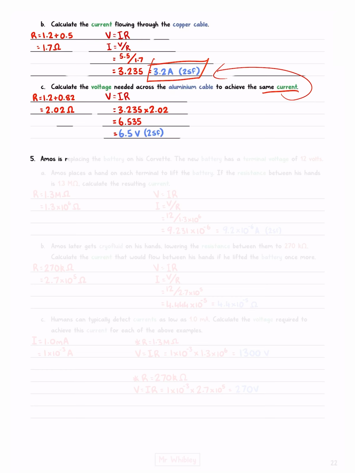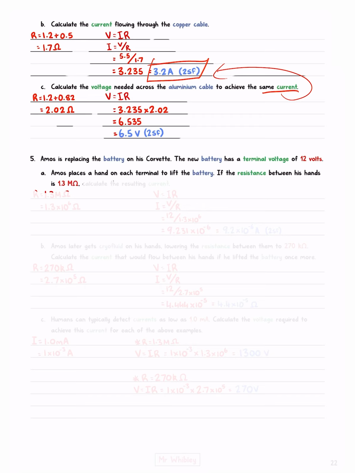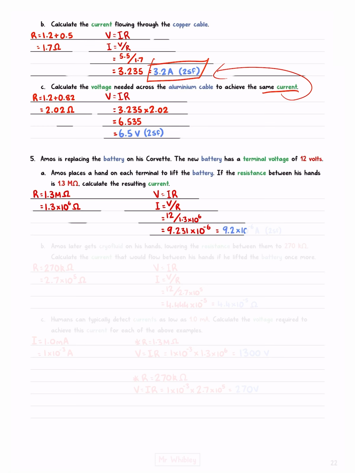Question 4. Amos is replacing the battery on his Corvette. The new battery has a terminal voltage of 12 volts. Amos places a hand on each terminal to lift the battery. If the resistance between his hands is 1.3 million ohms, calculate the resulting current. Our resistance of 1.3 mega ohms is 1.3 times 10 to the 6 ohms. We know that V is equal to IR, rearranging that for current, putting in our voltage of 12 and our resistance between his hands, gives us 9.231 times 10 to the minus 6, or 9.2 times 10 to the minus 6 amps to two significant figures.